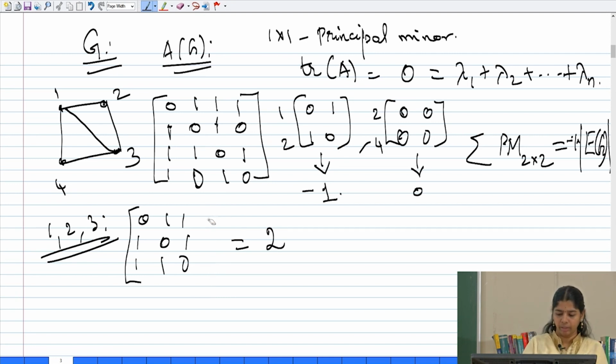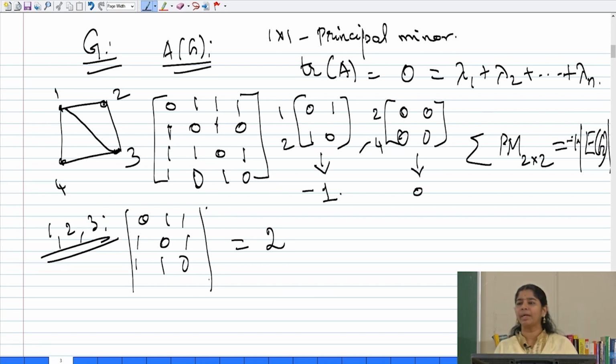The answer is, so the determinant is going to be 2. I am writing it like a matrix, but we are talking about the determinant, right. So the determinant of this matrix is 2. Now what about 1 2 4?